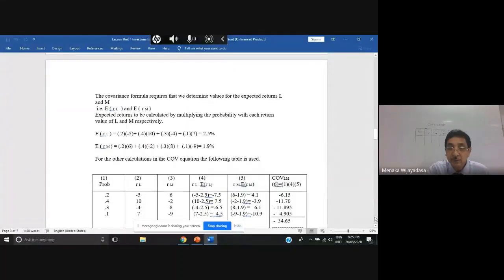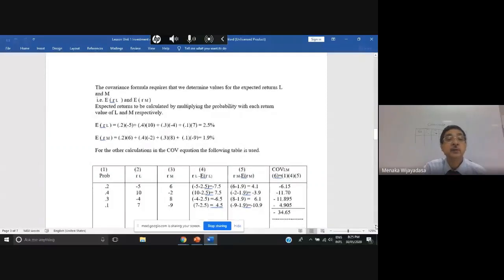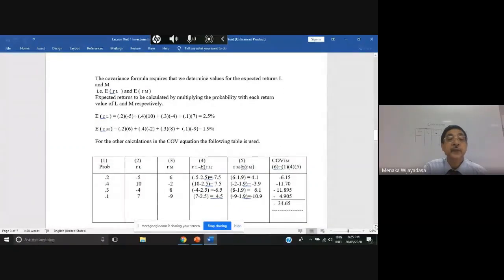Now you see the document now, right? The way of calculating ERL I just explained, and the result came as 2.5, and the expected rate of return of M is taken as 1.9. Now we have already calculated the expected rate of return of L and expected rate of return of M. Now this is the schedule I referred to.